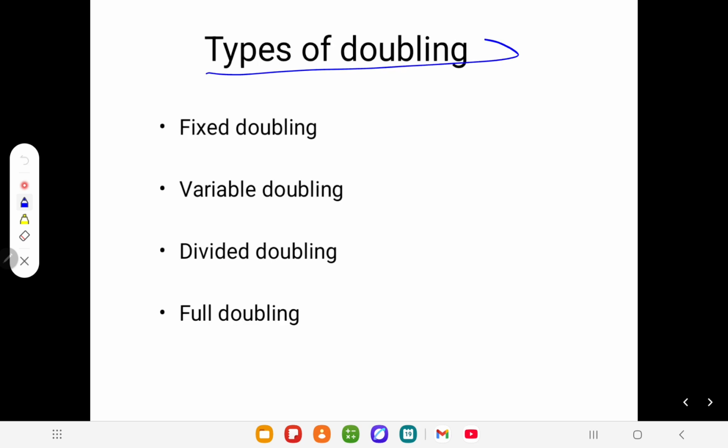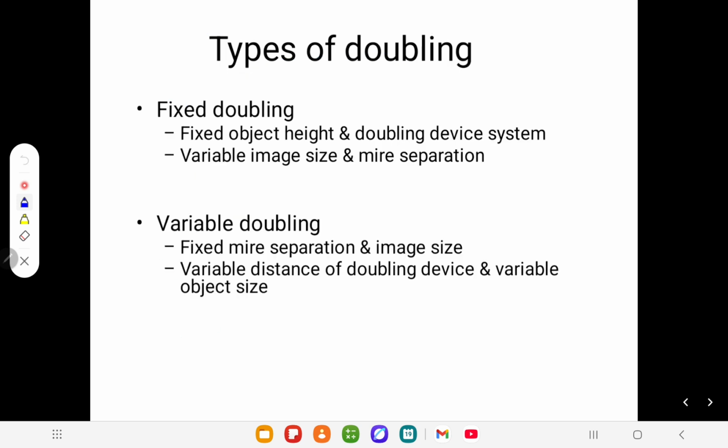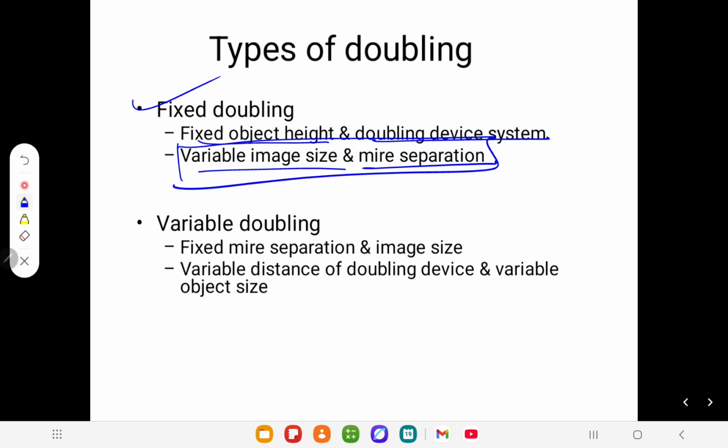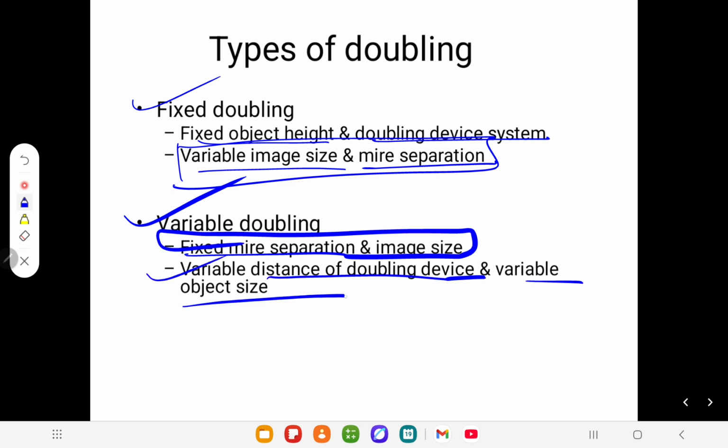So there are four types of doubling. I will go briefly. Fixed doubling, variable doubling, divided doubling, full doubling. Fixed doubling means fixed object height and doubling device system, with variable image size and mire separation. These two things are variable, image size and mire separation. Variable doubling has fixed mire separation and image size. What is variable? The variable distance of the doubling device and variable object size.